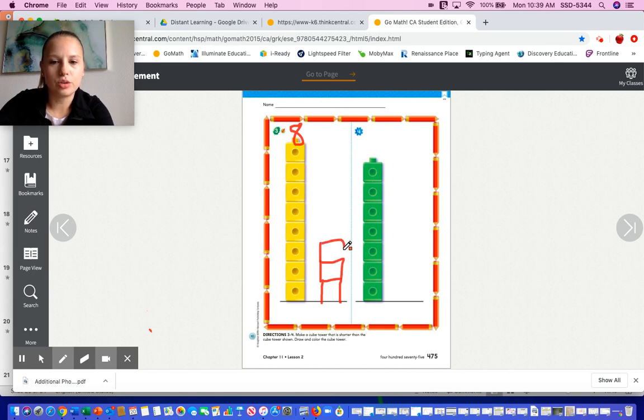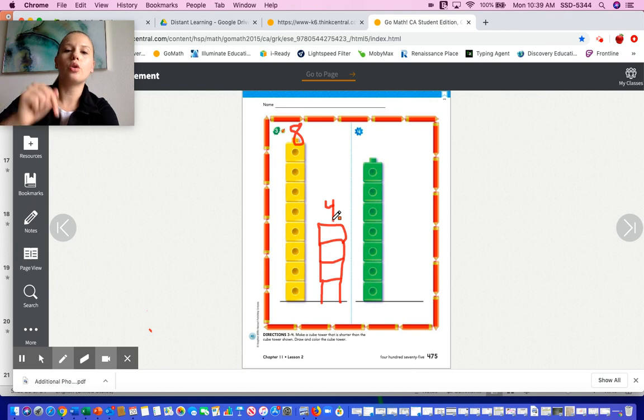It just has to be shorter, so you can pick a number. It doesn't have to be the same as mine. 1, 2, 3, 4. I did 4. How many did you do? It doesn't have to be the same as mine as long as it's shorter than this one.